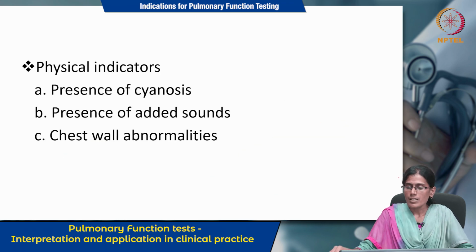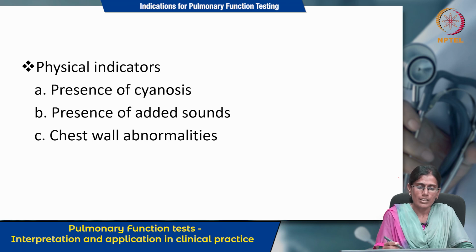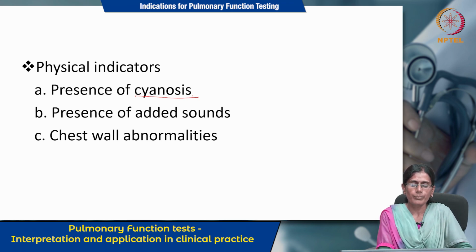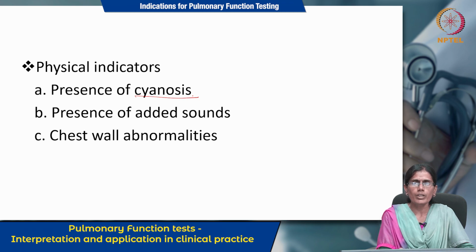And the patient has some physical findings. You found out that the patient has cyanosis. What is cyanosis? It is nothing but bluish discoloration of the skin or the mucous membrane. This is due to an excess amount of deoxygenated hemoglobin. In the presence of added sounds, you are auscultating the chest wall. The patient has wheeze or crepitations. Here you want to find out what is the reason behind these findings.